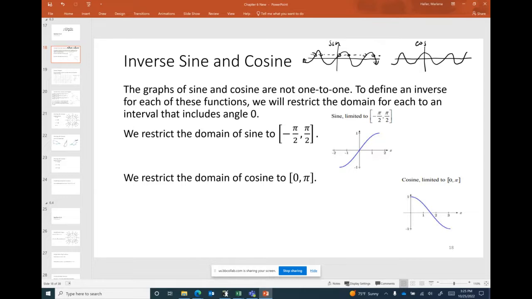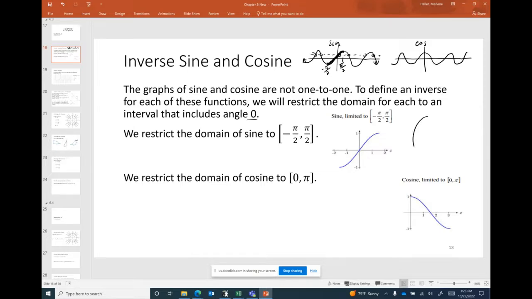All right. The way that we restrict the domain for the sine function is from negative pi over 2 to pi over 2, right? Or we take just this portion of the graph right here that's between pi over 2 and negative pi over 2. Why do we choose that portion? Well, we try to restrict the domain so that it includes the angle 0. So the sine function is restricted to just this portion, negative pi over 2 to pi over 2.